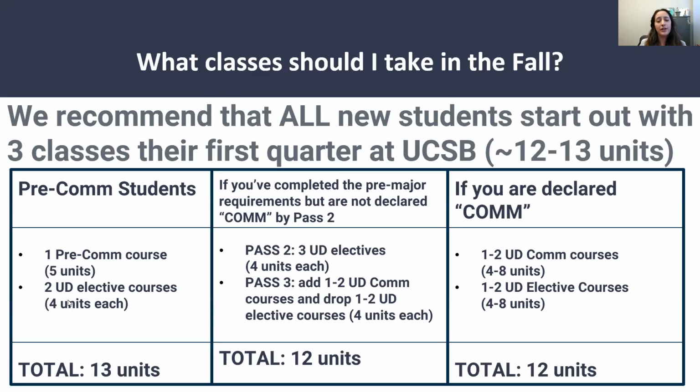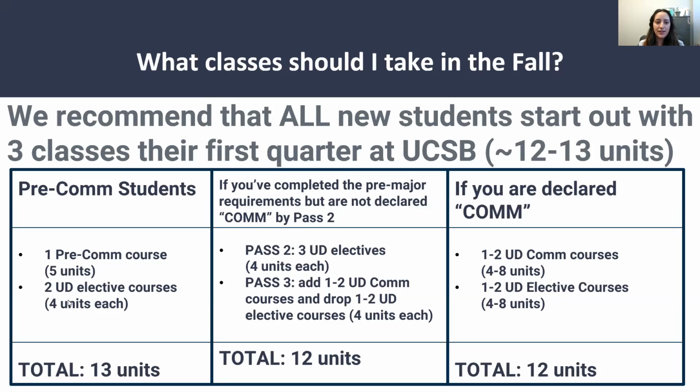There are 3 different categories that all of you fall under. Either you are a pre-comm student and you have 1 or more pre-comm classes to take at UCSB before you're eligible for the comm major. If that's you, this would be your recommended course schedule for fall. You would want to take 1 pre-comm course, whichever one you choose, and then 2 upper division elective courses. Those are going to be about 4 units each. And again, upper division electives are anything numbered 100 through 199, for a total of 13 units your first quarter.